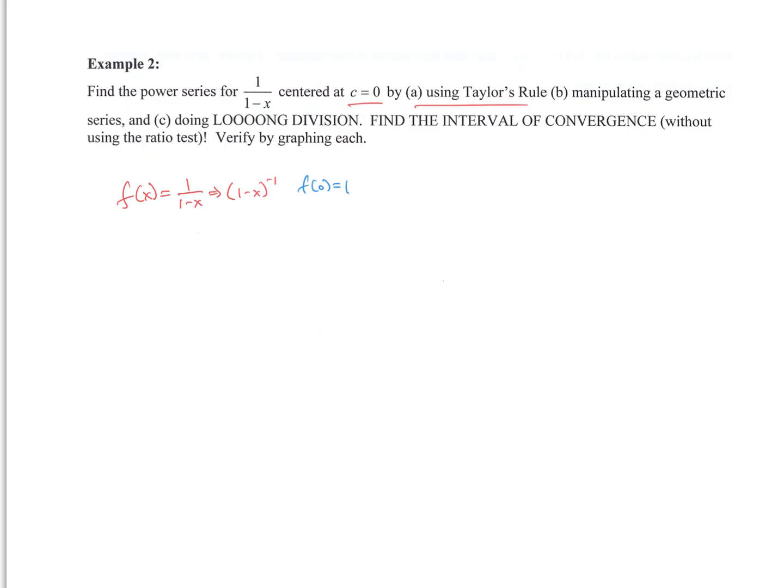Just 1. And then f prime. So what's f prime now? There it is. It's 1 minus x to the -2, because what happens to my negatives? They cancel. And so now when I substitute in 0, guess what I get? So f prime of 0 would be 1 still. And then f double prime of x. What's my f double prime now?